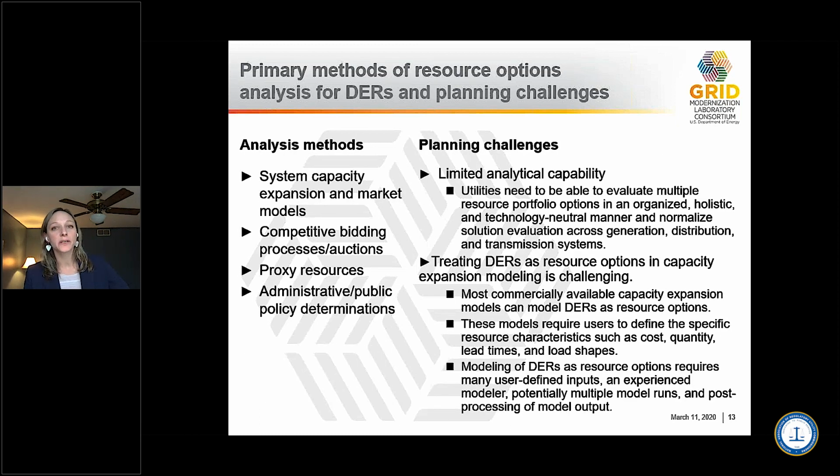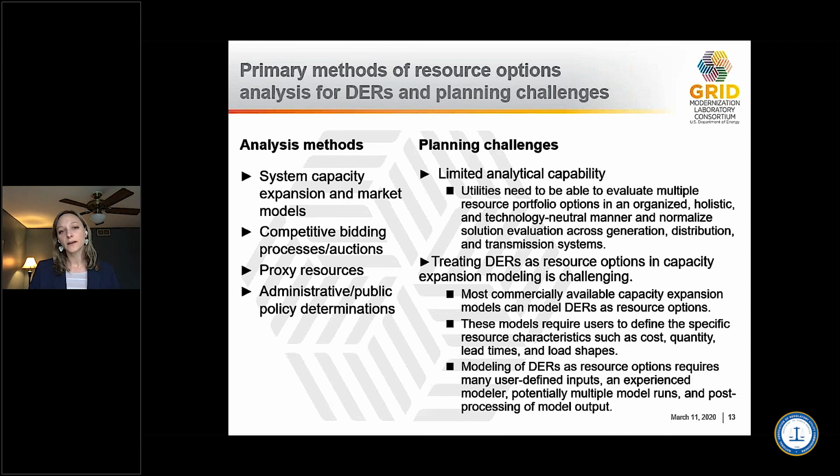So demand flexibility should be treated on par with supply side so that all grid impacts and costs and benefits to the utility system can be quantified and monetized. And the specific approaches vary, as I mentioned, but determining the economic value of DERs providing demand flexibility generally falls within the common practices that are listed on the left side of the slide. System capacity expansion and market models, competitive bidding processes or auctions, proxy resources, and administrative or public policy determinations.